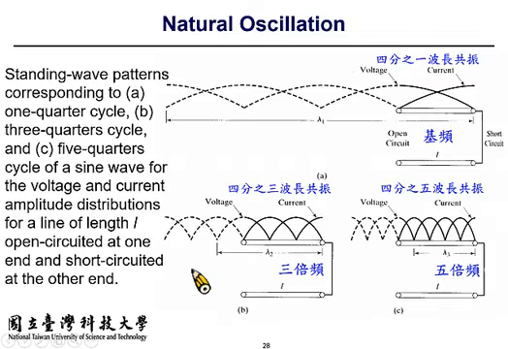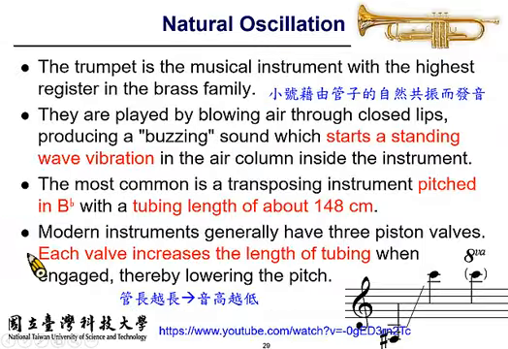They are all referred to as natural oscillation, 自然共振. And you are encouraged to find examples of natural oscillation, which can be easily found from musical instruments.